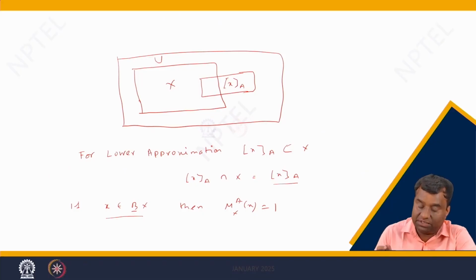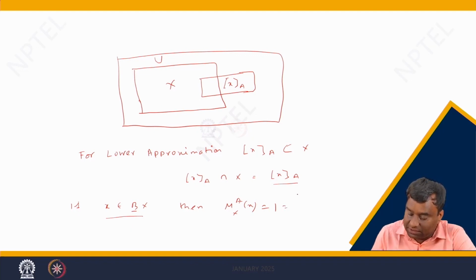So here is a diagram. You know that this is the target set, this is the equivalence class, and this is the set of all objects. In the case of lower approximations, you know that the equivalence class Xa is a subset of X, so Xa intersection X is Xa. So if x belongs to the lower approximation, then this value is always 1, as the cardinal number of Xa intersection X is the cardinal number of Xa, divided by the cardinal number of Xa, so that is 1.